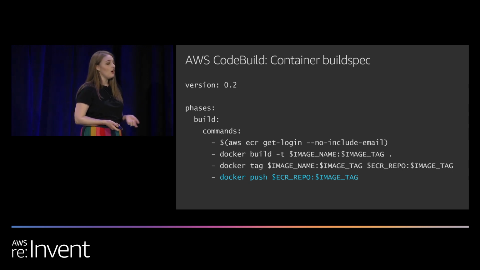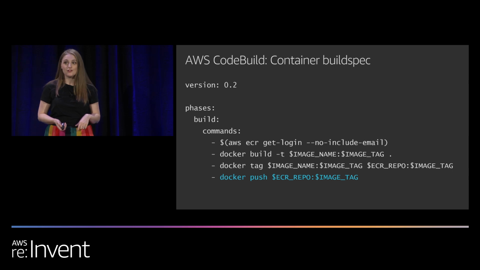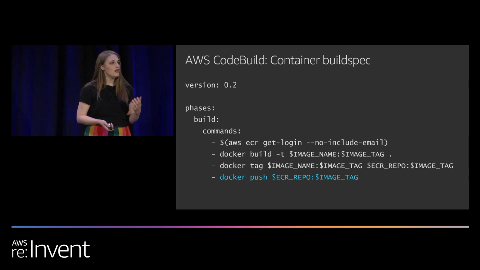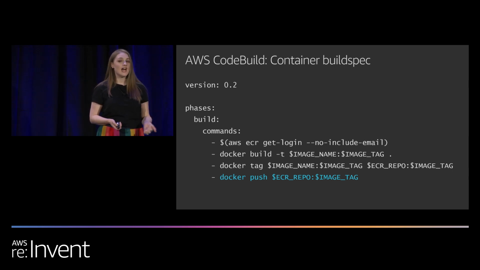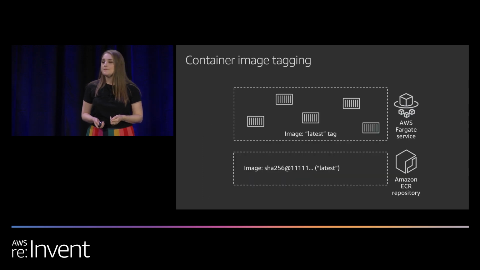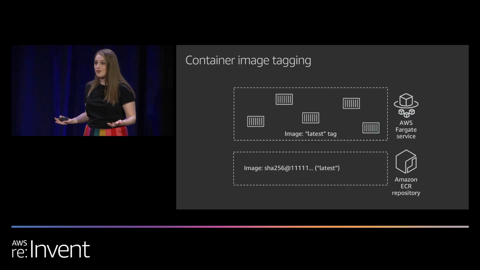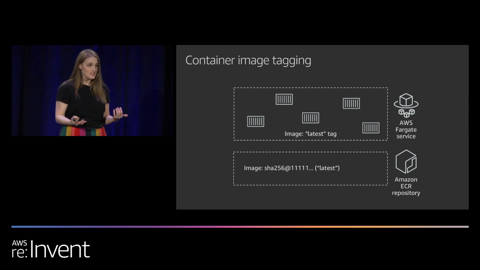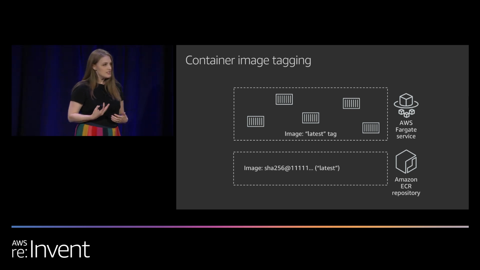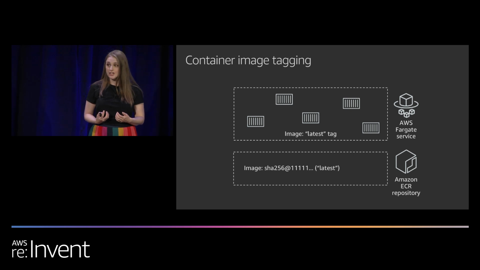One of the things I want to call out is I have a little placeholder there for image tag. I want to call out some best practices for image tagging as part of the build. So typically we start with tagging things as latest. This is the default. It's the easiest thing to do when you get started with containers. But this can actually cause some issues in production.